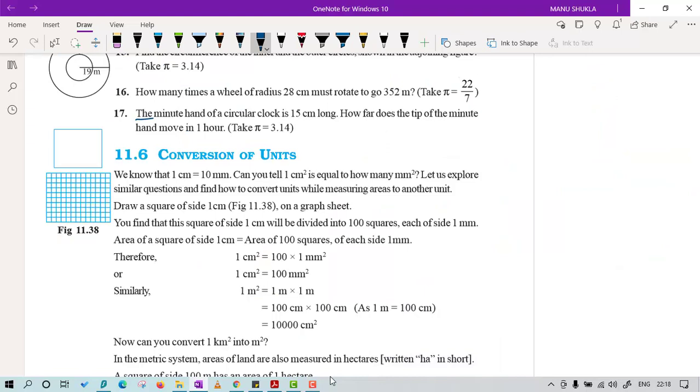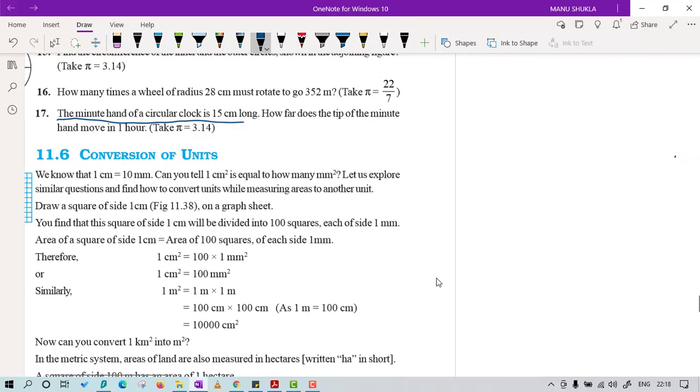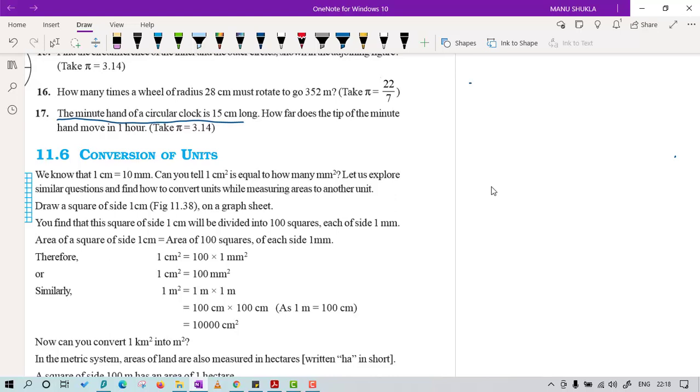Next question is, the minute hand of a circular clock is 15 centimeter long. If you have ever observed a clock, the minute hand is the longest one, or you can say it almost covers the edge of the circle. So, can we consider the minute hand as the radius of the clock? Yes, we can take it. So let me take its center as O, and this is the minute hand. They are saying the minute hand is 15 centimeter long. So we can say small r is equal to 15 centimeter.